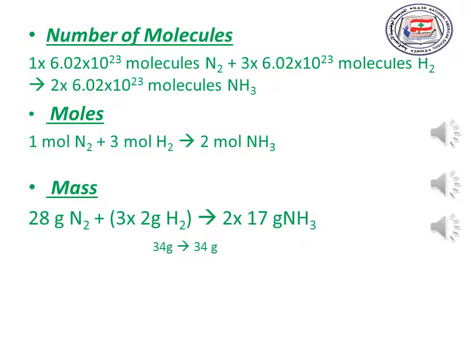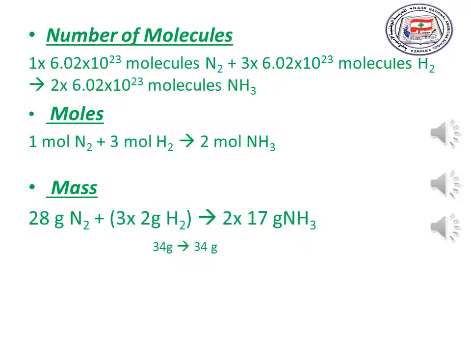Moles. The coefficients of a balanced chemical equation indicate the relative numbers of moles of reactants and products in a chemical reaction. In the synthesis of ammonia, 1 mole of nitrogen molecules reacts with 3 moles of hydrogen molecules to form 2 moles of ammonia molecules.